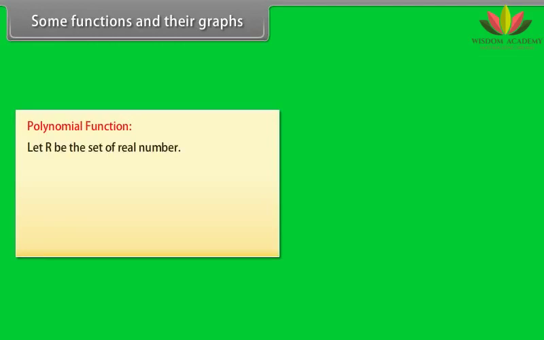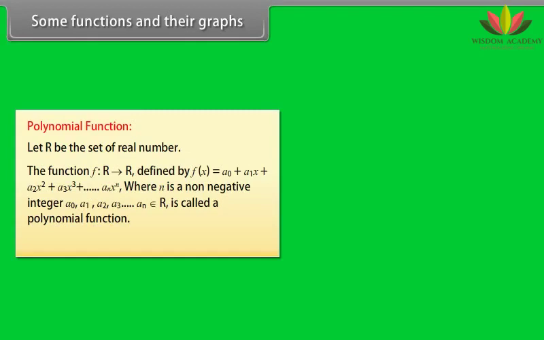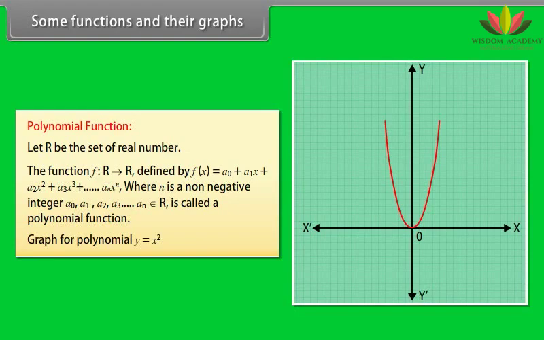Polynomial function. Let R be the set of real numbers. f is a function from R to R defined by f(x) = a0 + a1x + a2x^2 + a3x^3 + ... + anx^n, where n is a non-negative integer, and a0, a1, a2, a3, till an belong to R, is called a polynomial function. The figure given below shows a graph of the polynomial y = x^2.